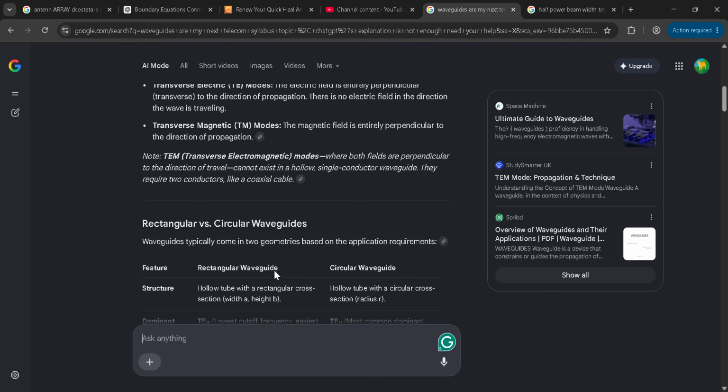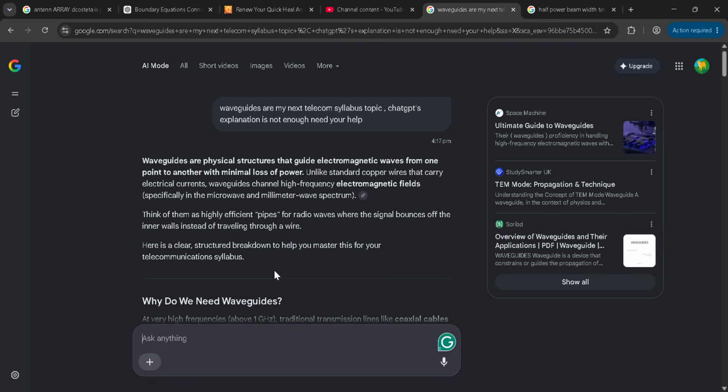Waveguides are physical structures that guide electromagnetic waves from one point to another. So waveguides are not something we cannot see. It is a physical structure that guides waves from one point to another with minimum loss of power. Unlike standard copper wires that carry electric currents, waveguides channel high frequency electromagnetic waves, especially in the microwave and millimeter wave spectrum. Think of them as high-frequency pipes for radio waves, where the signal bounces off the inner walls instead of traveling through a wire. So waveguides are, I think, replacements of transmission lines.